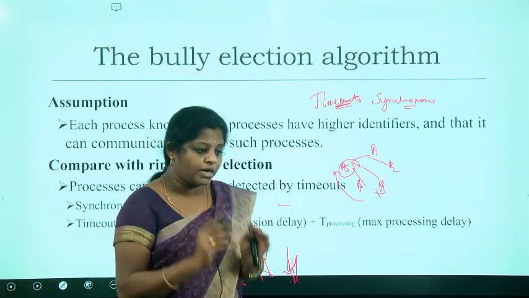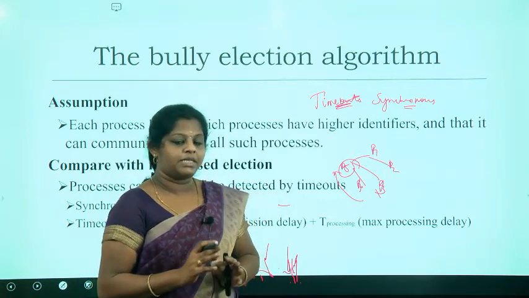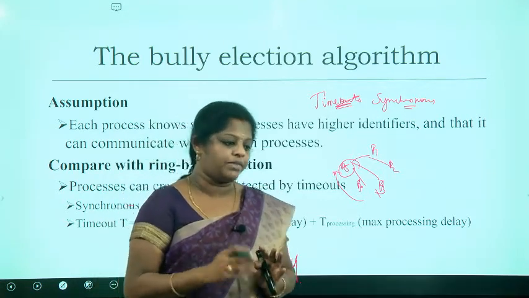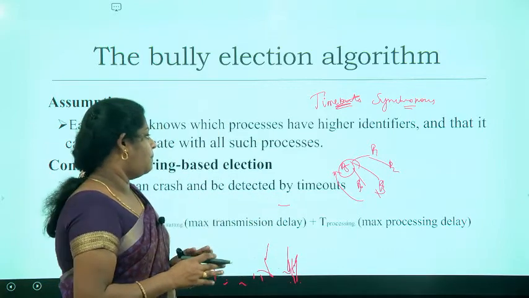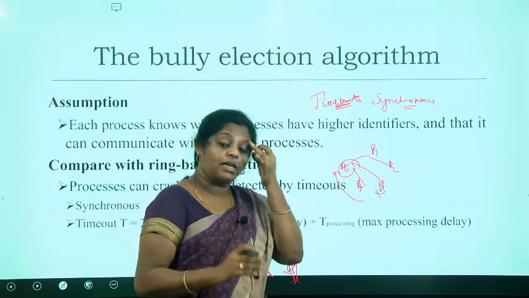That's the ring based algorithm: it doesn't have prior knowledge of the others. It knows only how to communicate with its neighbor, and no process knows the identifier of the other processes. Only their own identifier they know.